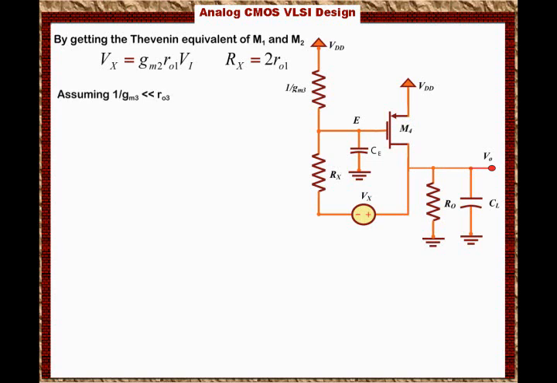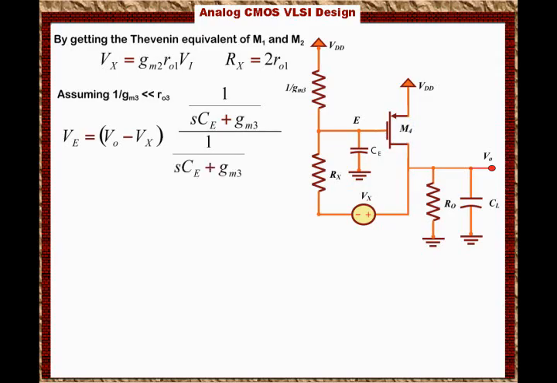So now we can find VE, which is the voltage at the gate or across the capacitor CE, very easily using the voltage divider. Basically, VE will equal Vout minus Vx times the voltage divider, which is the impedance at the load, 1 over SCE plus GM3, over 1 over SCE plus GM3 plus Rx. Note that 1 over GM3 is in parallel with the capacitance CE, right?